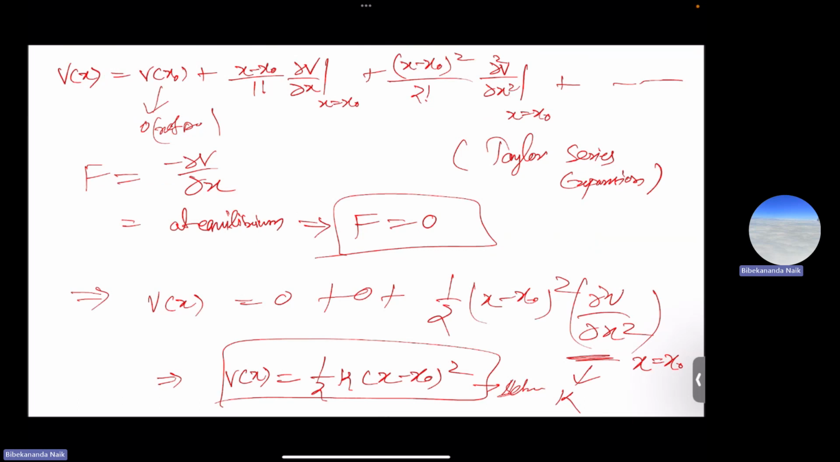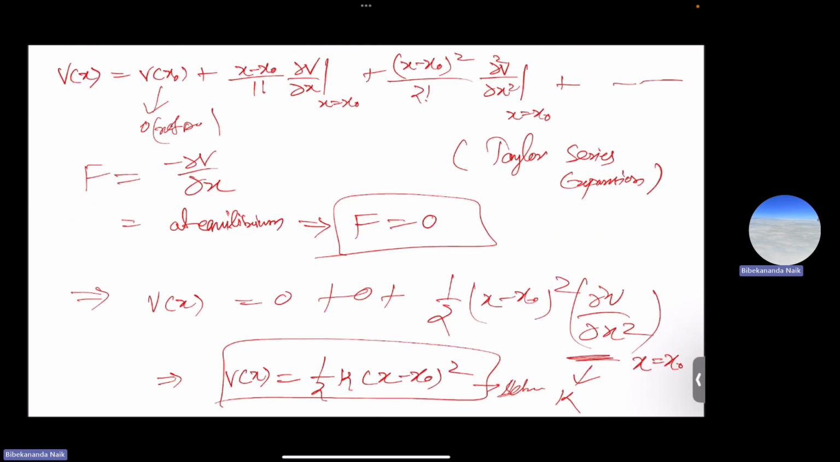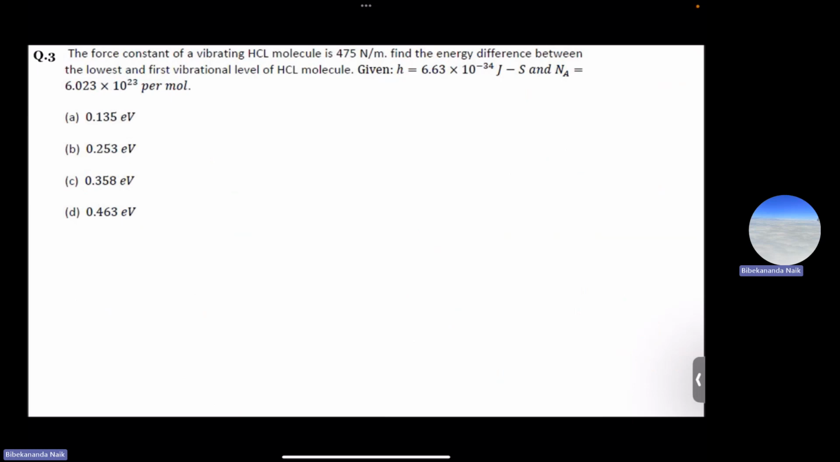Now the next question. The question says the force constant of a vibrating HCl molecule is 475 Newton per meter. Find the energy difference between the lowest and the first vibrational level of the HCl molecule, given h equals 6.63 into 10 to the power minus 34 and N_A is 6.023 into 10 to the power 23 per mole.